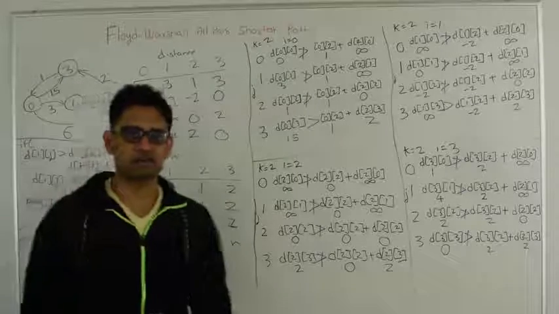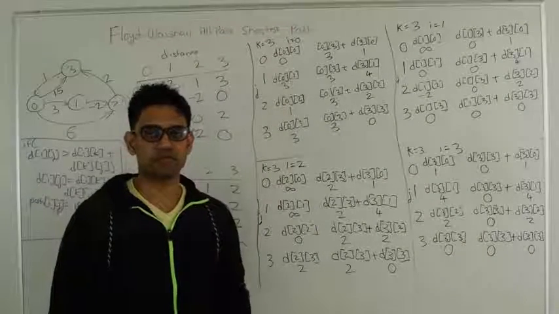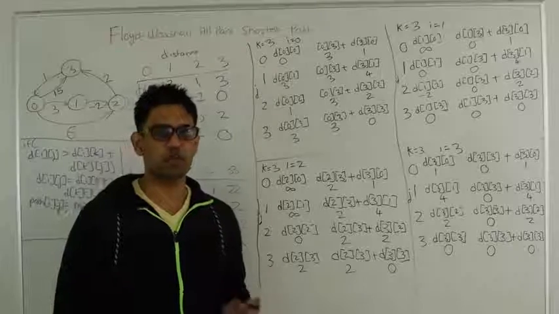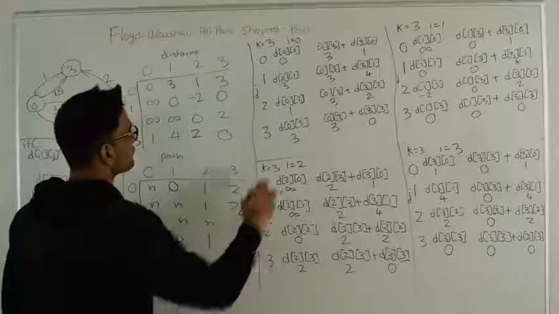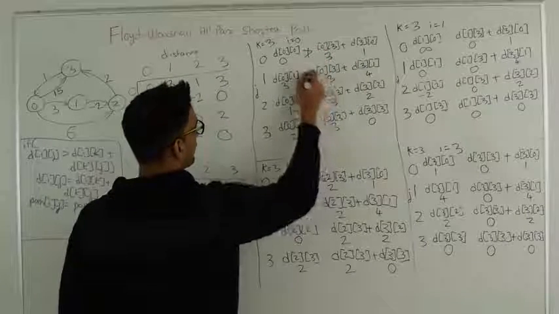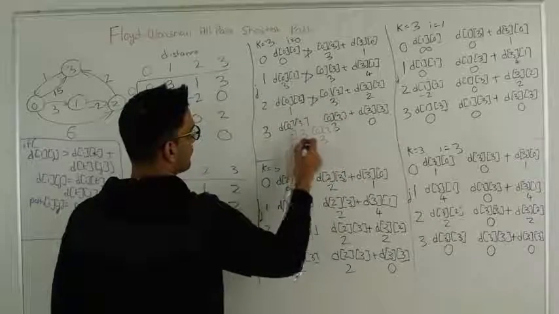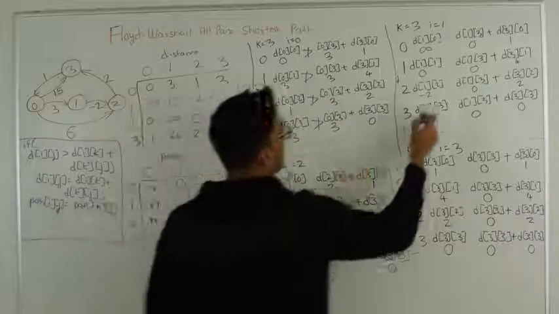So next, finally, let's do the k equal to 3 iteration. So repeating this process for k equal to 3 and checking for every pair of vertices, is there going to be a shorter path going via 3 or not? So 0 is not greater than 3 plus 1, 3 is not greater than 3 plus 4, 1 is not greater than 3 plus 2, and 3 is not greater than 3 plus 0.